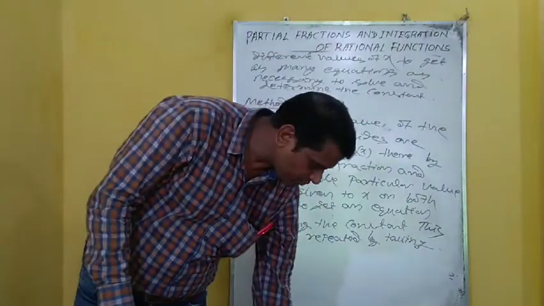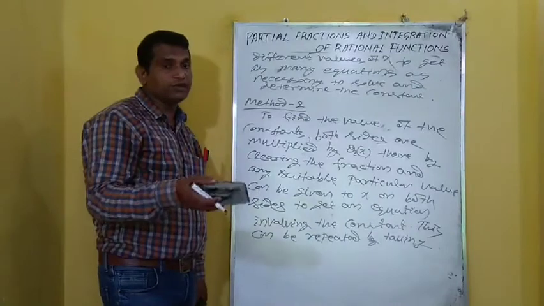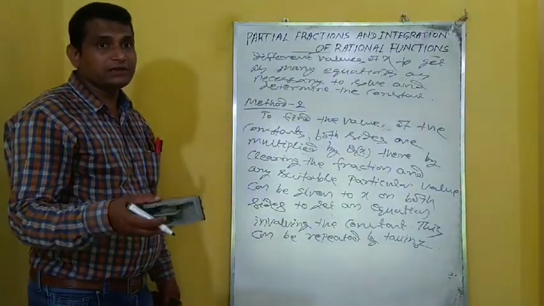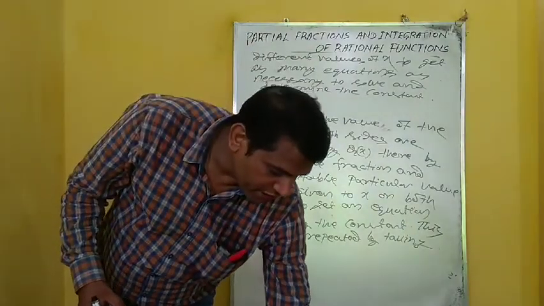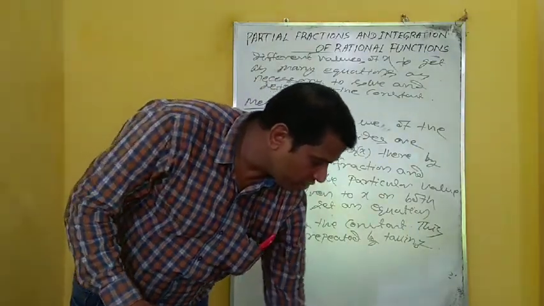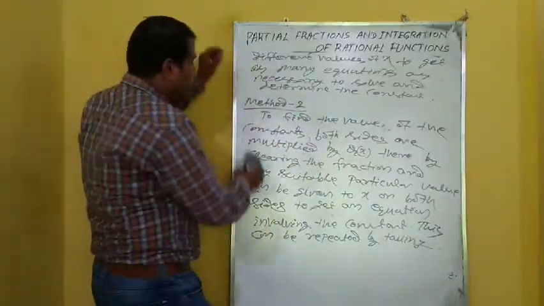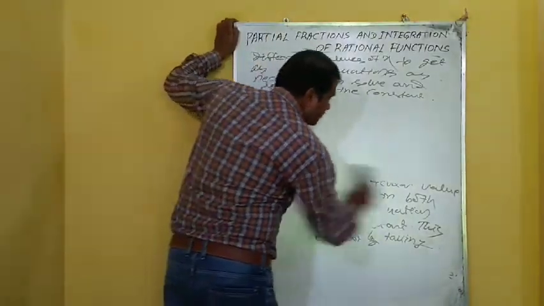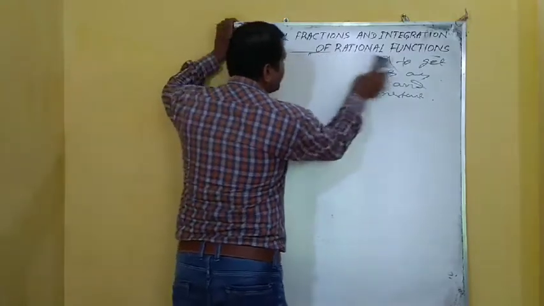Okay. In one problem, you can use two methods to find the value of the constant. Here we take an example where we use both method 1 and method 2 to find the value of the constant. Now take an example from your exercise 9F.